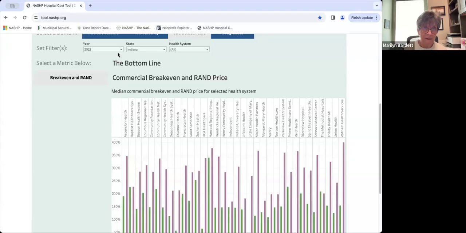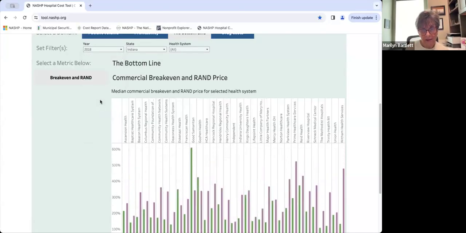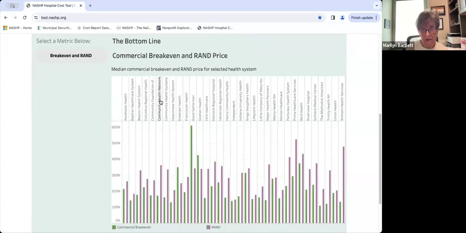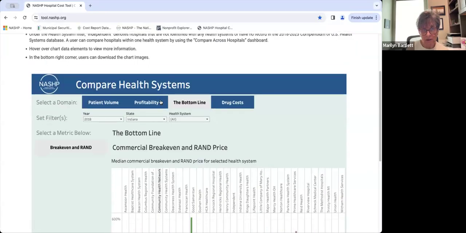What I'd like to show you on this is to change years. If you want to go back to a prior RAND study and prior Medicare cost report data, you can pop back to 2018 and you'll see these change. So this may be something that you'll want to work with.